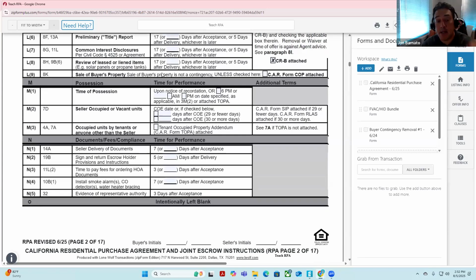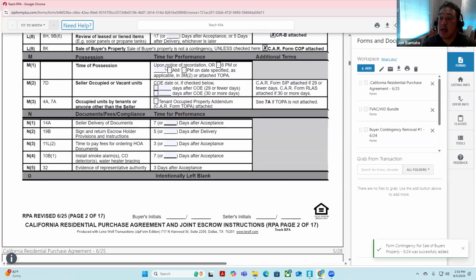If the buyer needs to sell another property to buy it, typically they do the COP form. That brings in the COP form. That's a whole other contingency. That's another class.